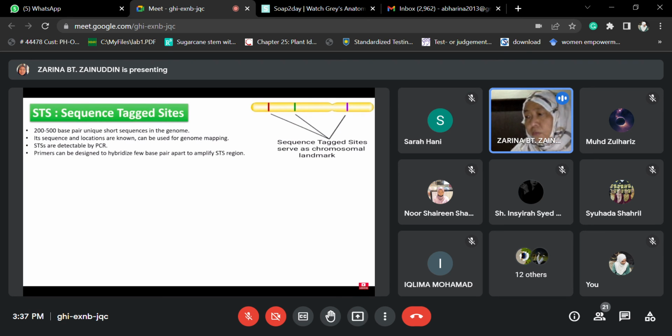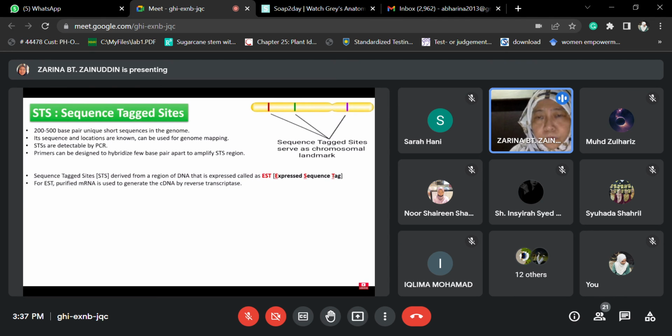Here you can see an example of sequence tagged sites in the chromosome. Sequence tagged sites derived from a region of DNA that is expressed are called expressed sequence tags. For generating the EST, purified mRNA is used to generate cDNA by reverse transcriptase. So the mRNA region is isolated and cDNA is generated using the reverse transcriptase enzyme, by a process called reverse transcription.